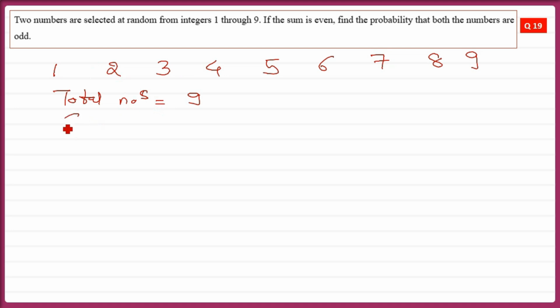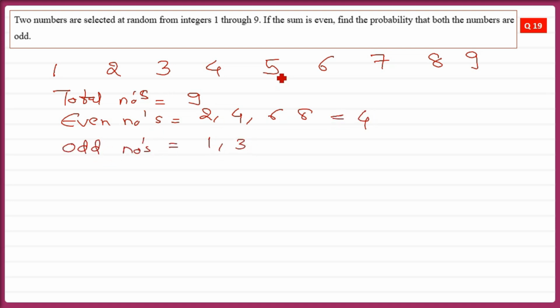How many even numbers are there? Because you'll see what will happen just now. Even numbers 2, 4, 6 and 8. So just write 2, 4, 6 and 8. These are even numbers. How many odds are there? Odd numbers are 1, 3, 5, 7 and 9. These are the odd numbers. And how many numbers are there? 5.